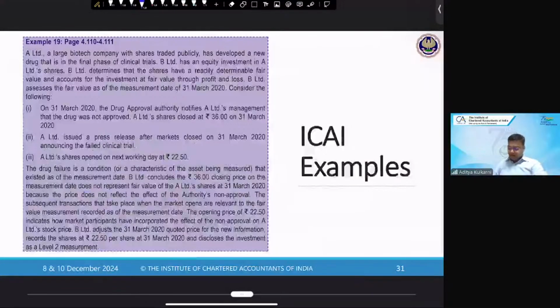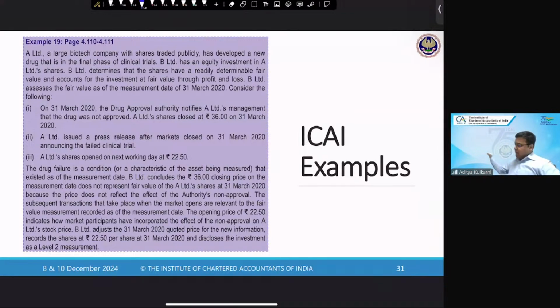Okay, now let us proceed with this example. A Limited, a large biotech company whose shares trade publicly, has developed a new drug that is in the final phase of clinical trials. B Limited has an equity investment in A Limited's shares. B Limited determines that the shares have a readily determinable fair value and accounts for the investment at FVTPL. B Limited assesses the fair value as of the measurement date of 31st March 2020.